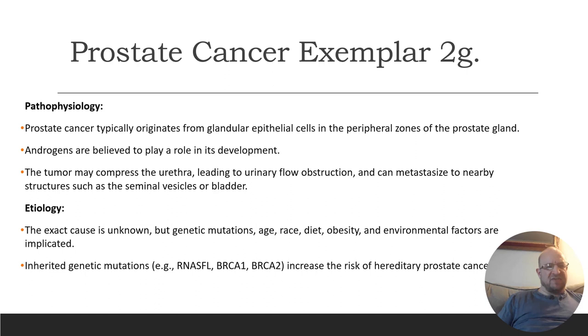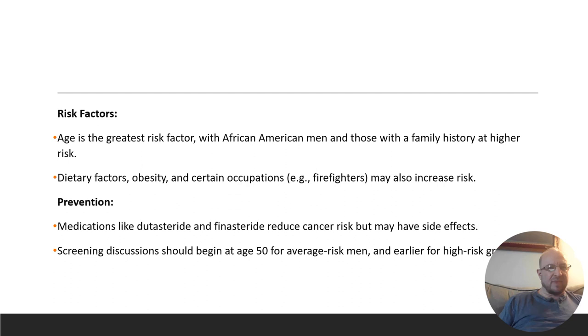Exact cause is unknown, but it could be genetic mutations, age, race, diet, obesity, environmental factors. Some of these are inherited genetic mutations. And we only have about 5 minutes, so I'm going to try to wrap this up before skin cancer. Age is the greatest risk, with African American men and those with family histories having a higher risk. Dietary factors, obesity, and certain occupations like firefighters can be at higher risk.